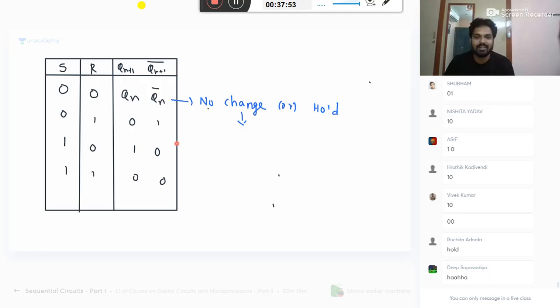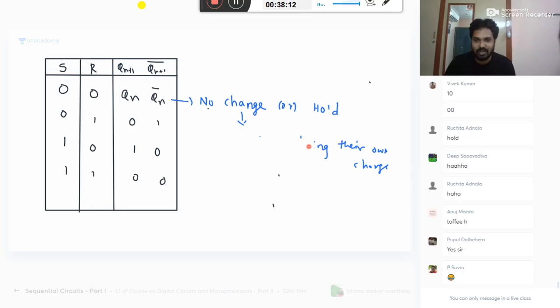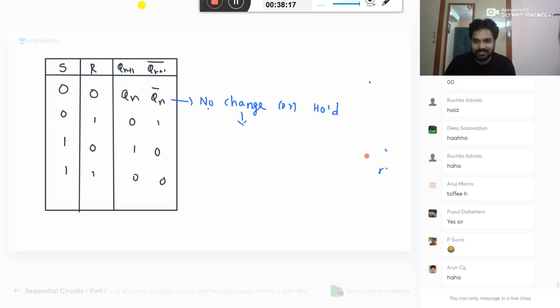You know this? One should bring their own change. Right? So who will say this? Change cannot be given. Change should be brought by you. Yes, bus conductors generally say this.